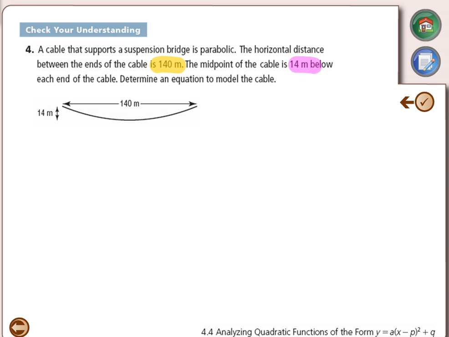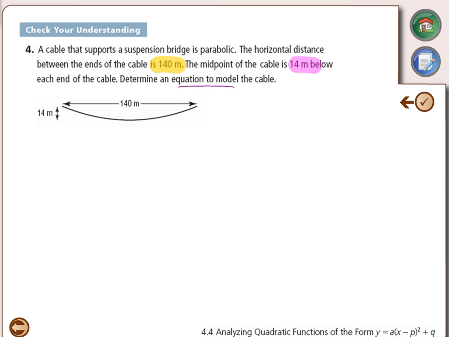So we're asked to determine the equation to model this. Well, there are many equations that we could get. So we're going to try to find what would be easiest. We need to put it on a coordinate grid, so we need x and y axes. We could put the x and y axes there, or there, or here. So you have to decide, where do you want to have the origin 0 and 0?